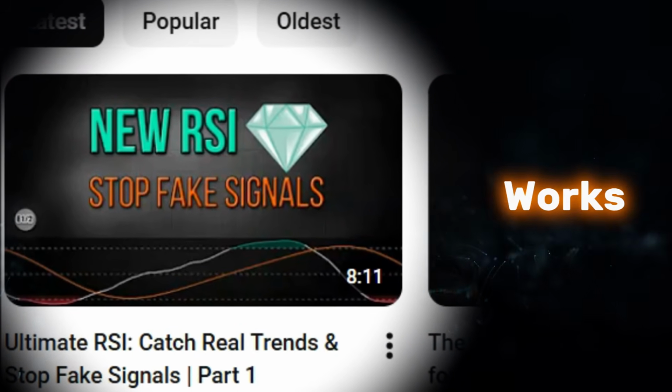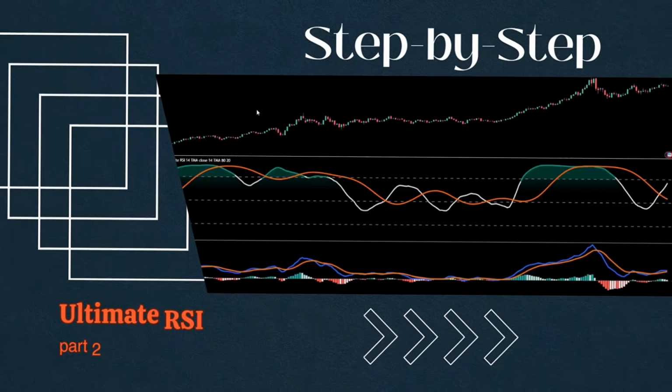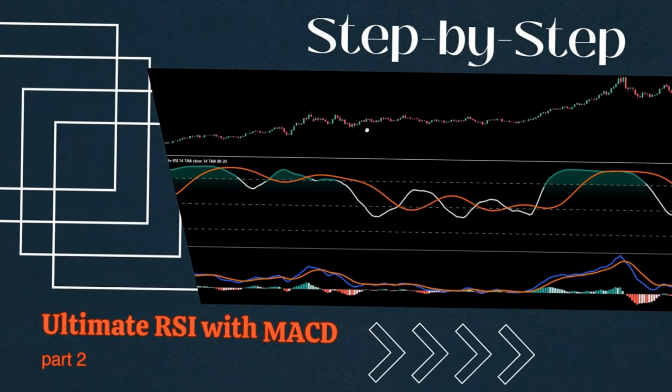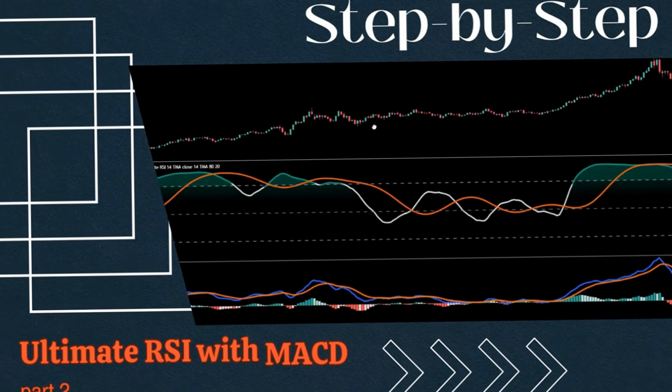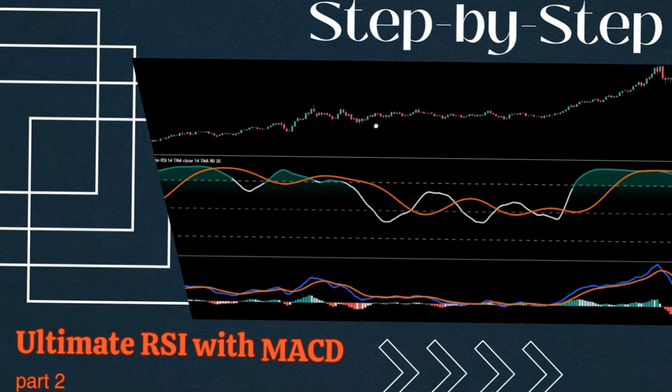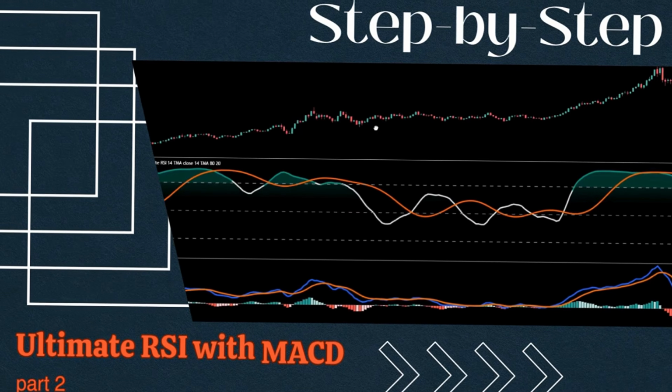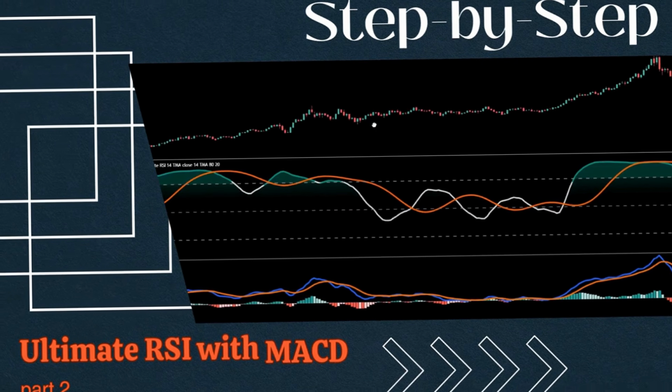But no indicator works perfectly alone. To have a complete and reliable strategy, we combine Ultimate RSI with MACD. Today I will walk you through this strategy step by step so you can trade smarter and follow the real trend. So let's get started.